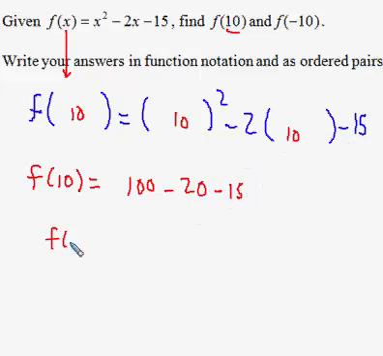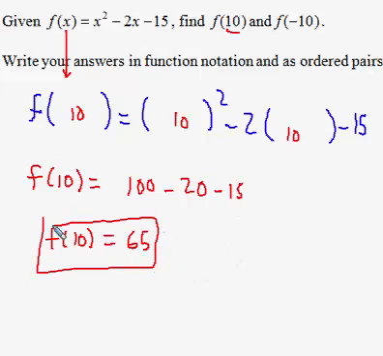So I get that f of 10 is 100 minus 20. This piece here would be 80. But then you'd have to take that 80 and subtract 15. So 80 take away 10 would be 70, and then 5 more would give me 65. So however you do that, you would end up getting that f of 10 is 65.